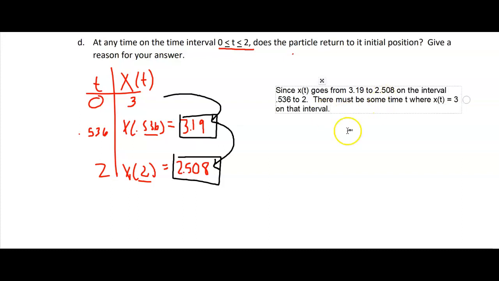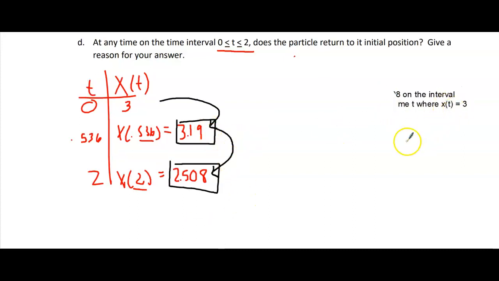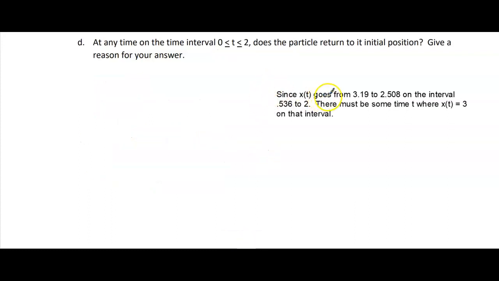And so yes, at some point, oh, and why do I care about it equaling 3? Because that's the starting place. So the question is, does it ever return to its starting point? In other words, does x ever equal 3 again? And the answer is yes, because as I go from 3.19 to 2.508, I have to cross 3. And so there is our final answer there. Since x goes from 3.19 to 2.508 on this interval, there must be some time t where x equals 3. So part D on FRQ1 is a combination of a candidates test plus an IVT question.